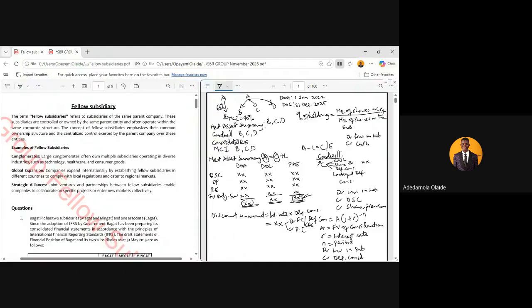And by the time we are due to pay, what is in our deferred consideration account would equal what we want to pay. Then we can just nil it off by paying, debiting deferred consideration, then crediting cash or bank, depending on how we pay. Does it make sense? Can you please repeat that? Yes.